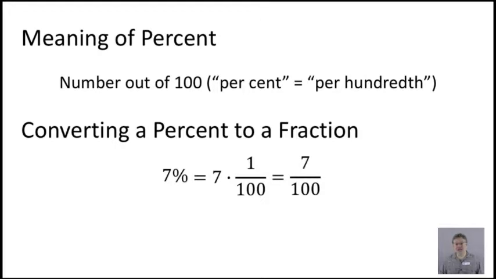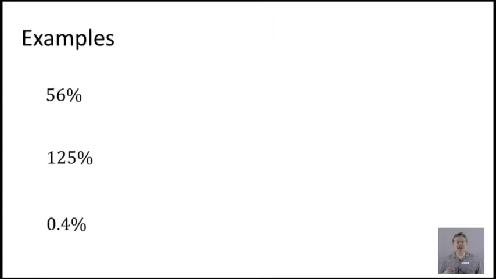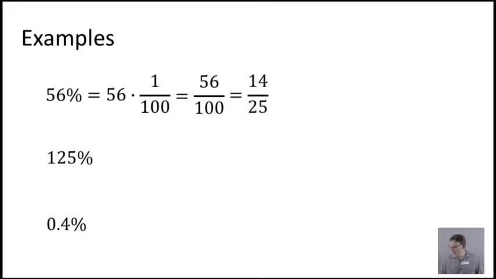Some more examples of this: 56%. Again, in converting a percent to a fraction, we either divide it by 100 or multiply it by 1 over 100. You can see here we're multiplying it by 1 over 100 to give us 56 over 100. That's not in its lowest form, so we do want to convert that to a more simple form, and we can do that by dividing top and bottom by 4, in which case 56 becomes 14 and 100 becomes 25.